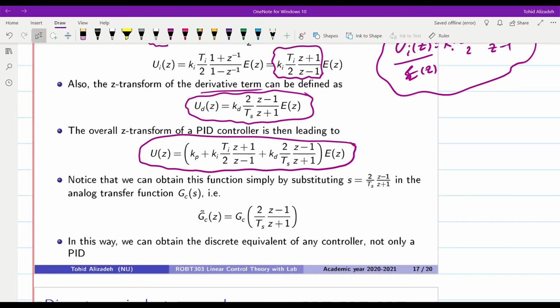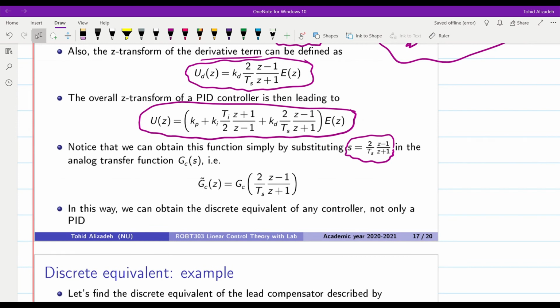Now, if you compare this with the transfer function of the PID controller in the Laplace domain, in the continuous domain, you can see that this could be obtained by replacing s with this value, 2 over ts times z minus 1 over z plus 1. And this indeed is something that you can do with any kind of controller as well.